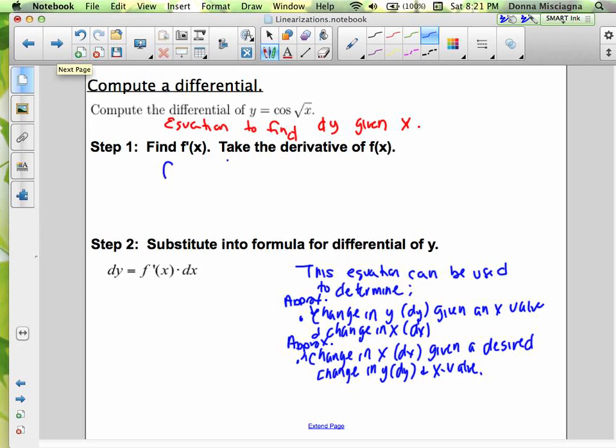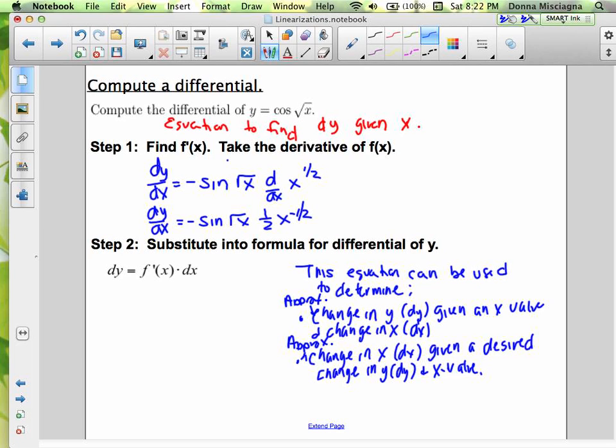Since it's written in y, I'm going to write it dy dx. So dy dx equals, all right, this one's going to be a chain rule. The derivative of cosine of blop is negative sine of blop times the derivative of the blop. And instead of writing square root of x, I'll write x to the 1/2. So that's going to be negative sine of the square root of x times 1/2 x to the negative 1/2.